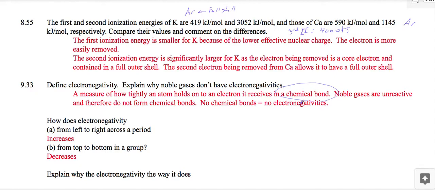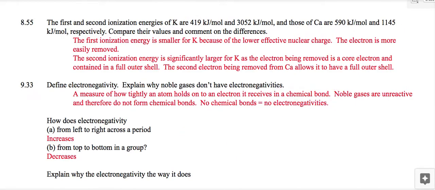Now, since it's based on chemical bonds, since noble gases don't form chemical bonds without some kind of extra help from the observer, they don't have electronegativities. It does the exact same thing as ionization energy, only the noble gases don't have electronegativities. That's kind of a lie, guys. The ones down here do have electronegativities, but that's for reasons that we don't study in this class.